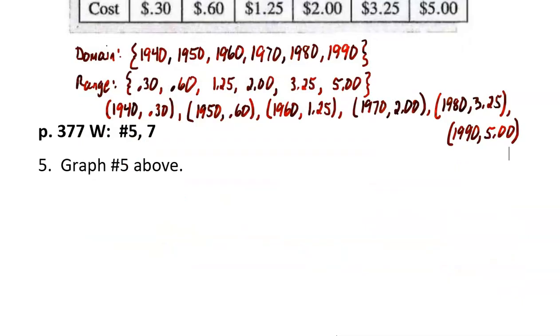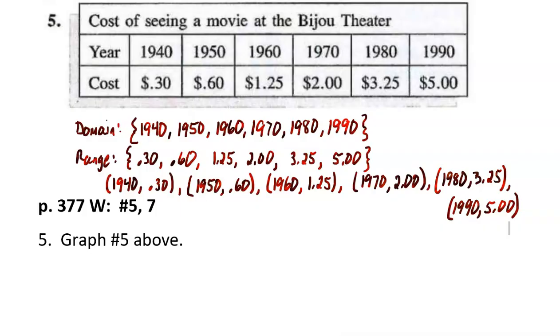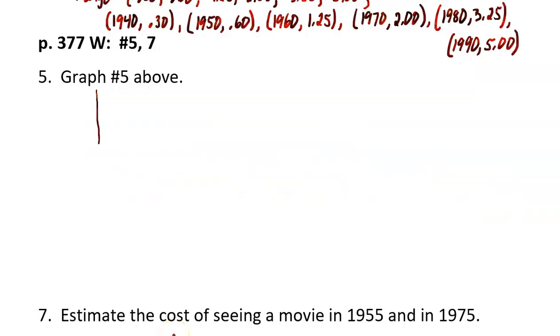Now page 377, written, number 5. What we're asked to do is graph number 5 above. So make a graph of those ordered pairs. Here is the y-axis, as straight as you can make it. Here is the x-axis, as straight as you can make it. Notice that I didn't make an XY grid that shows the other quadrants because I don't have any negative numbers.